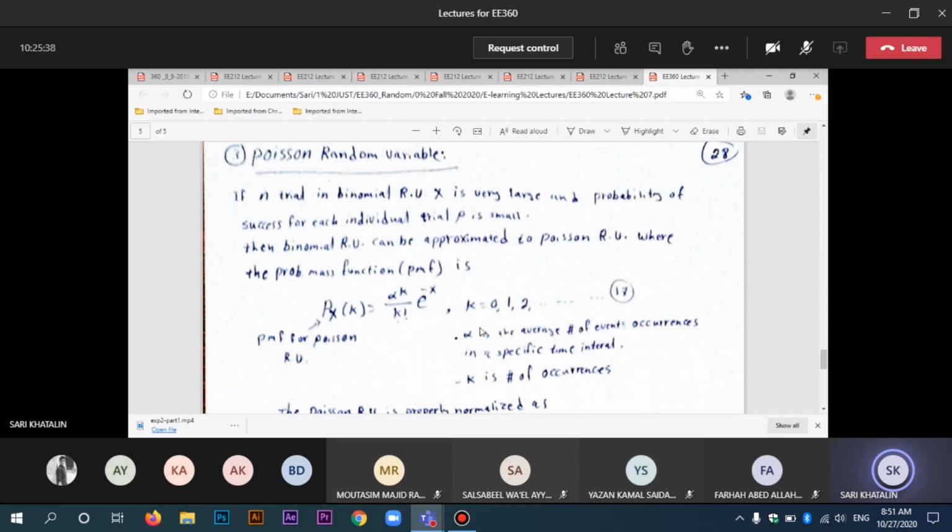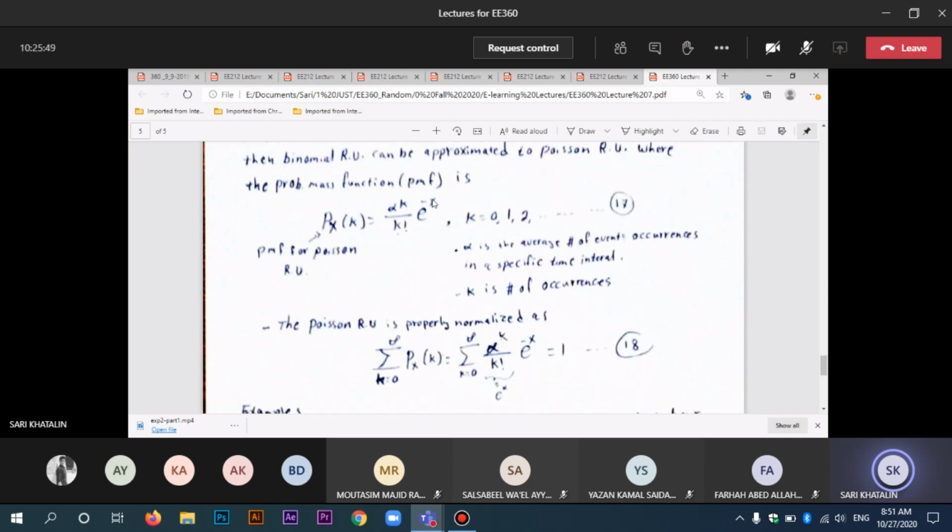In this case, where p is small, we can approximate it by using the Poisson random variable, which is given in equation 17, where the PMF of the Poisson random variable is given in this equation, which is alpha to the power k. Of course, k is the number of occurrences, and alpha is the average number of events occurring in a specific time interval.